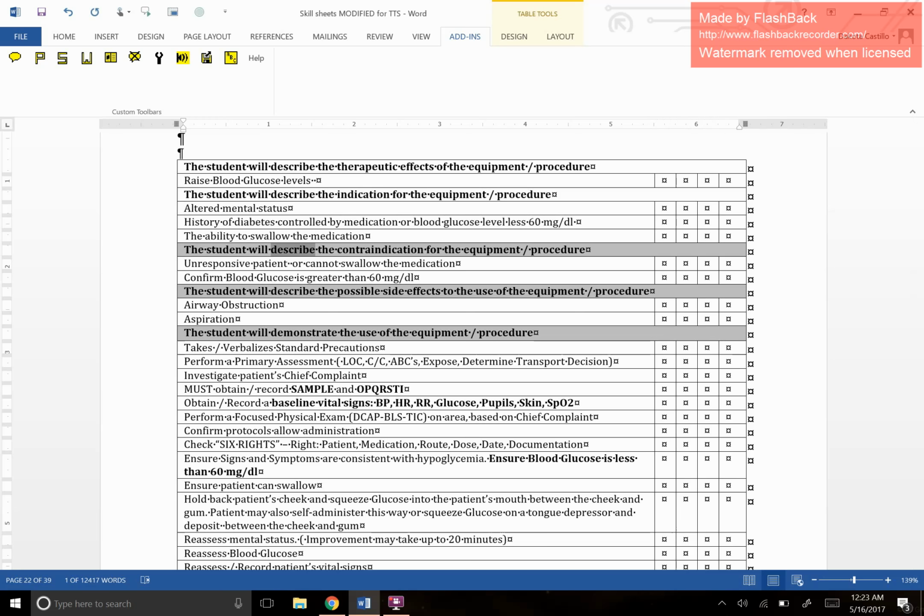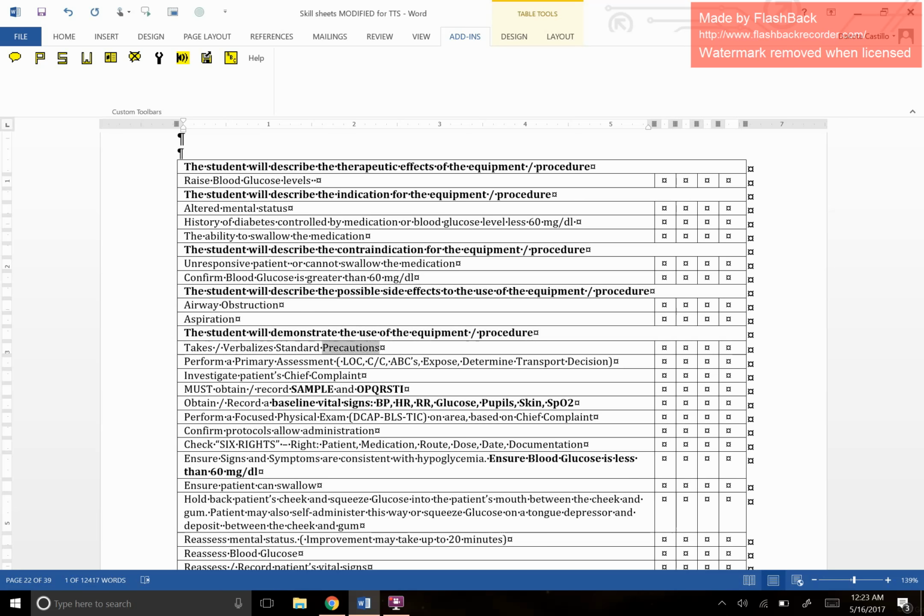The student will describe the contraindication for the equipment/procedure: unresponsive patient or cannot swallow the medication. Confirm blood glucose is greater than 60 mg/dl. The student will describe the possible side effects to the use of the equipment/procedure: airway obstruction, aspiration. The student will demonstrate the use of the equipment/procedure.